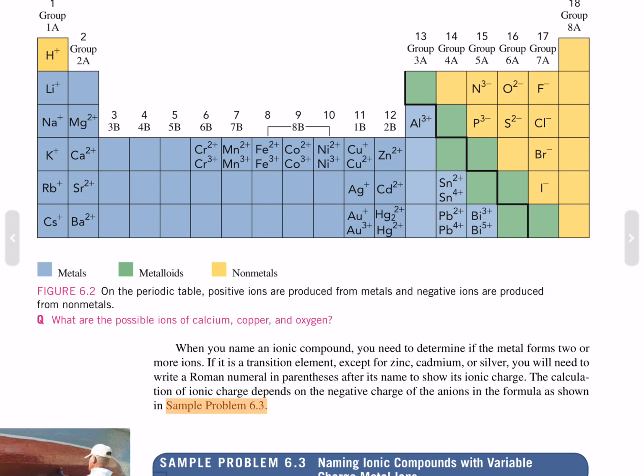When you name an ionic compound, you need to determine if a metal forms two or more ions. If it's a transition element except for zinc, cadmium, or silver, you need to write a Roman numeral in parentheses after its name to show its ionic charge. The calculation of ionic charges depends on the negative charge of the anions in the formula, as shown in Sample Problem 6.3.